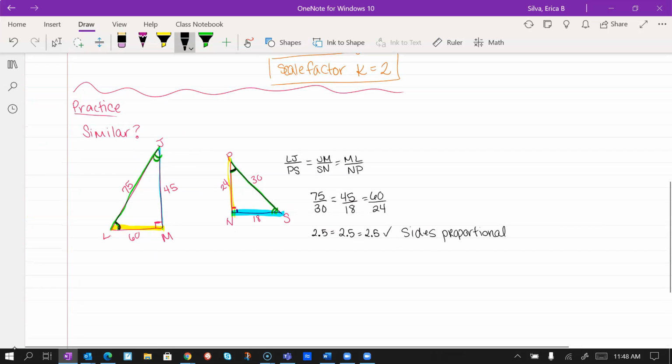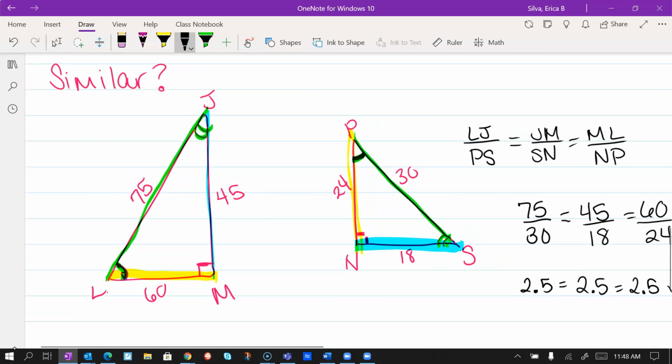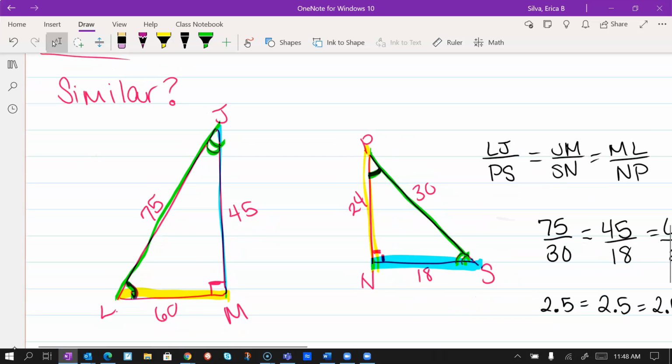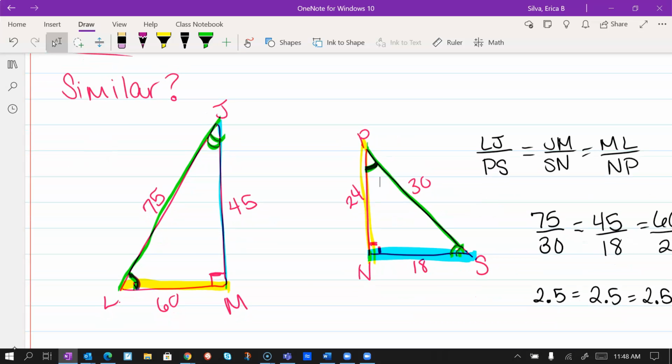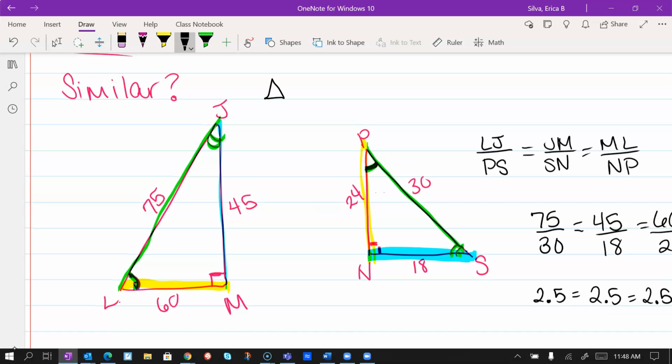And if our sides are proportional and our angles are congruent, can we say that the two triangles are similar? Yes. So this is the easiest way to name our triangles. Everybody ready? Because it could get confusing. When we write our similarity statement, I want you to draw a triangle, my similarity symbol, and then another triangle. And all we're going to do is match.